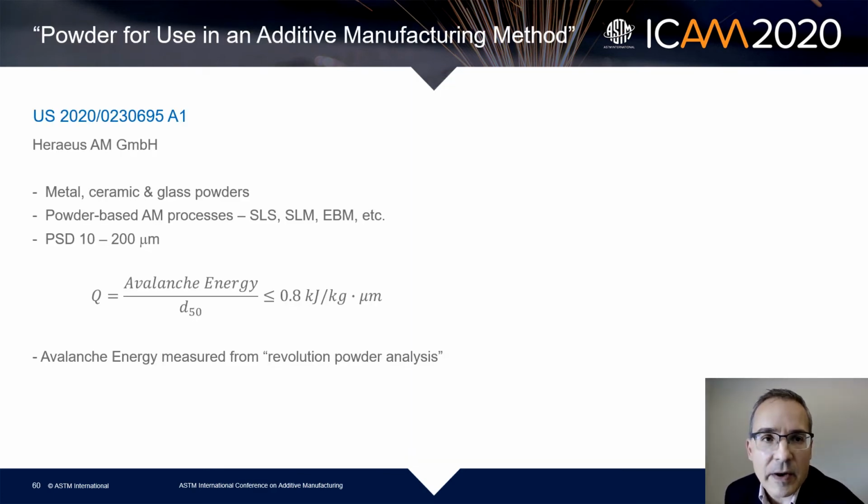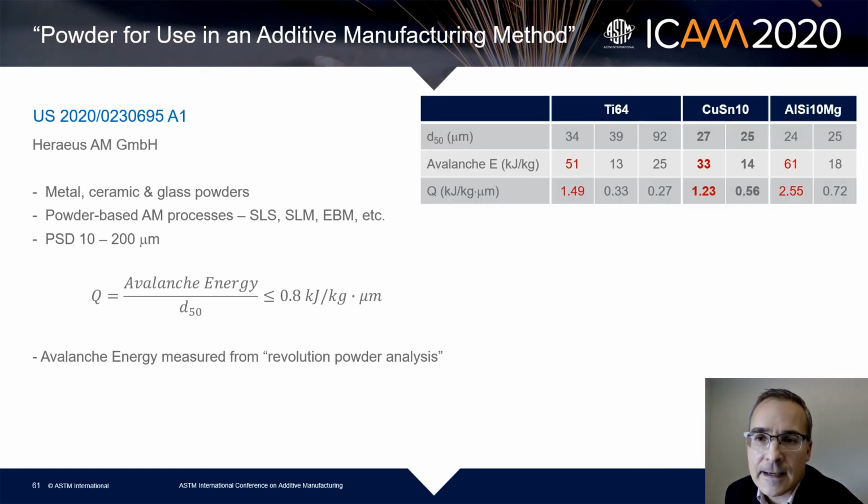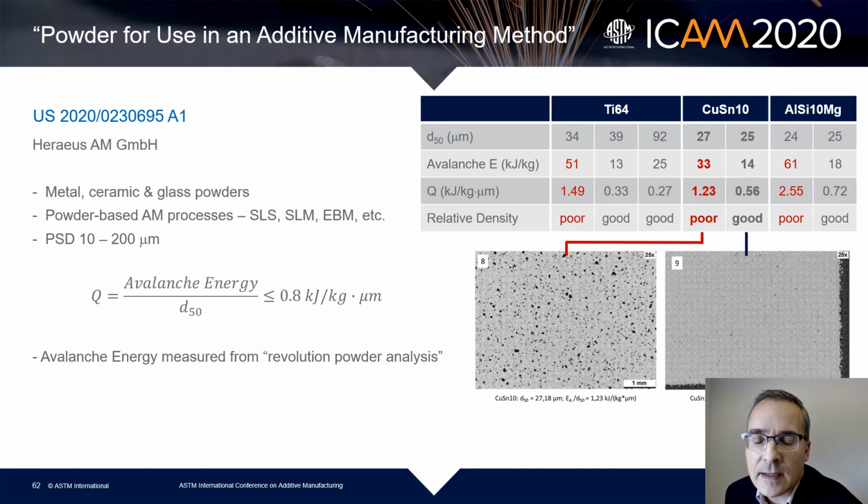One final thing on comparing powders here is kind of interesting: a recent patent on powder use for additive manufacturing from Heraeus. They actually introduce a Q factor here that is a ratio of the avalanche energy to the median particle size diameter, and they set a ratio of 0.8 as being distinguishing in this case. They then provide data here showing examples where that Q factor is acceptable or not acceptable, and then some relative density and SEM images showing poor and good porosity resulting.